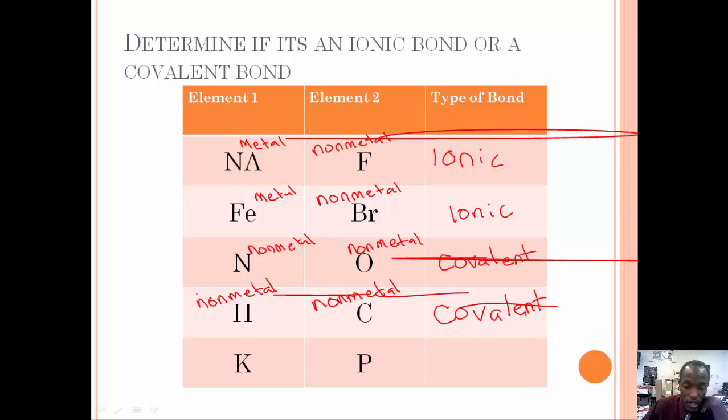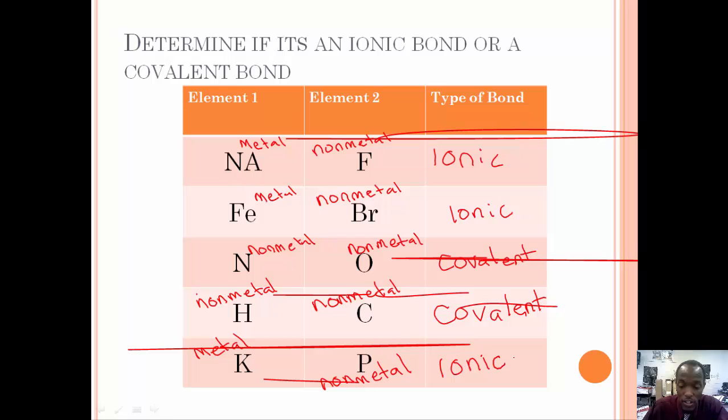Alright, so let's look at potassium. Potassium on the periodic table is a metal, and phosphorus is a non-metal. So that will form an ionic bond. So tomorrow you will be receiving a quiz, and it's going to ask you to determine if it's an ionic bond or a covalent bond.